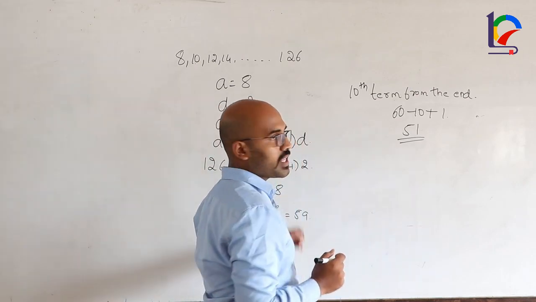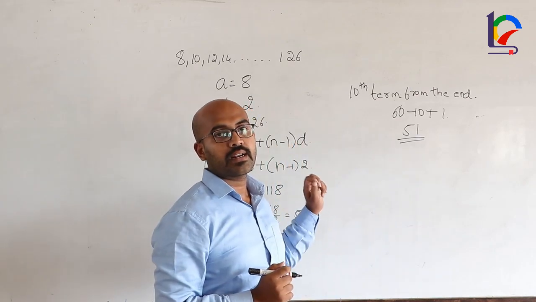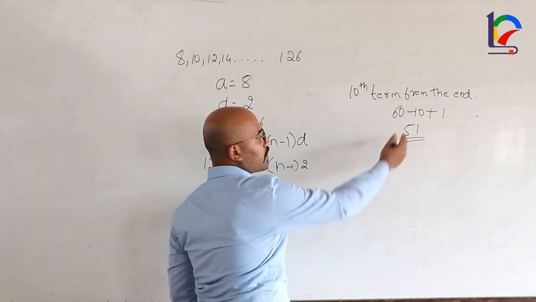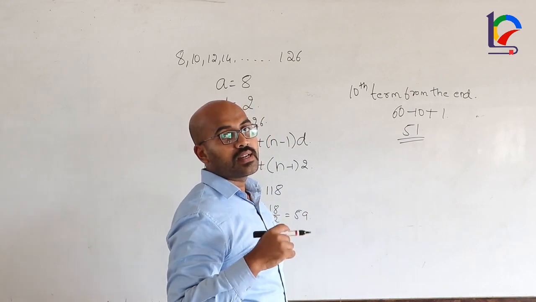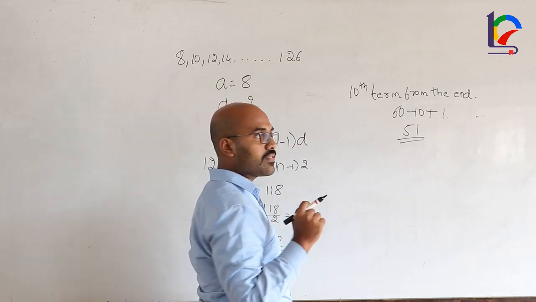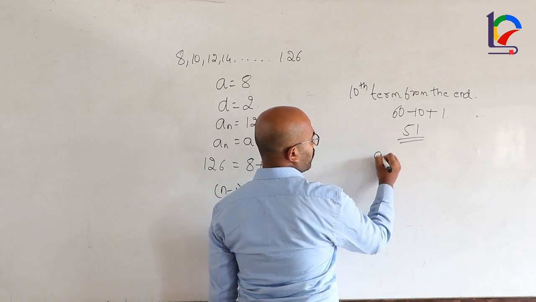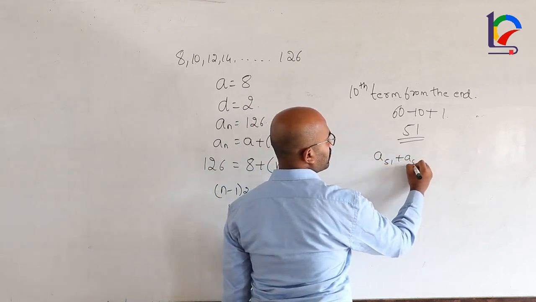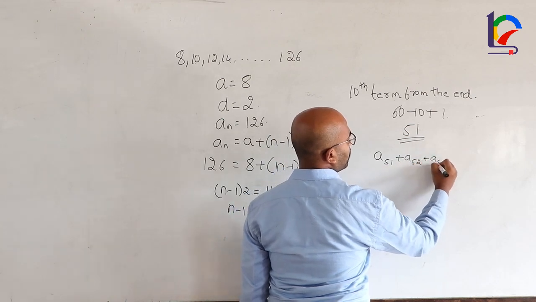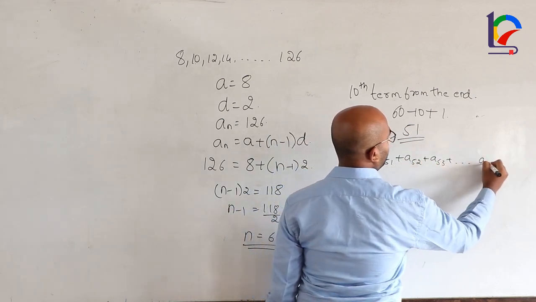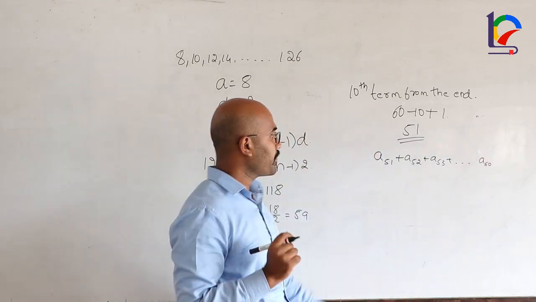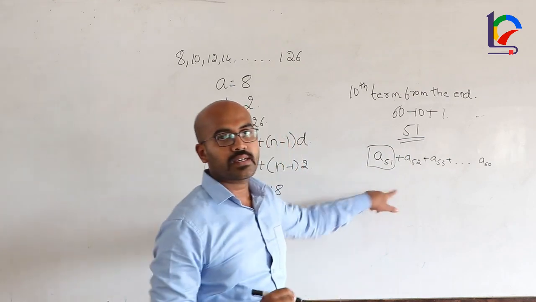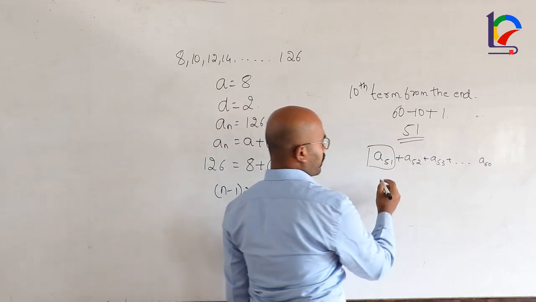What they have asked us to find is the sum of the last 10 numbers. We know the 10th term from the last is the 51st term. So if you want to find the sum of the last 10 terms, it is A51 plus A52 plus A53, and so on up to the 60th term. So this is the first term in the new sequence. So what is the 51st term?